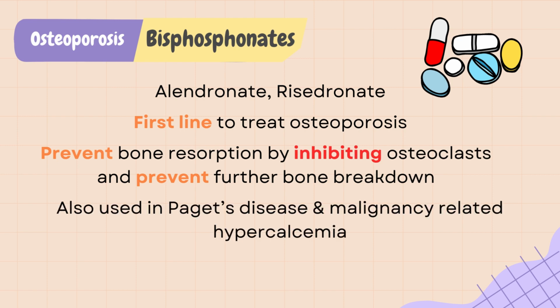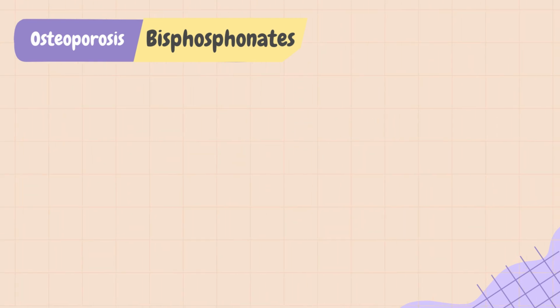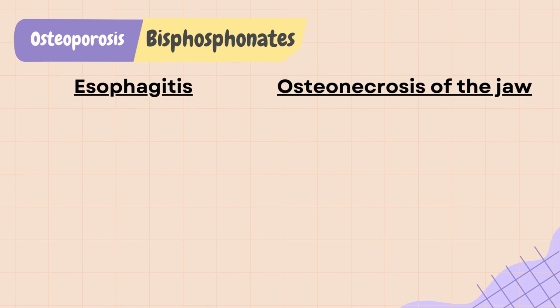Bisphosphonates are also used in Paget's disease, which is a chronic bone disorder that results in weakened bones, and they are also used in malignancy-related hypercalcemia or elevated calcium level in the blood. For example, Zoledronic acid is an IV bisphosphonate used to treat hypercalcemia or bone pain caused by bone metastases from cancers. The two main things to know about bisphosphonates are increased risk of esophagitis and osteonecrosis of the jaw.